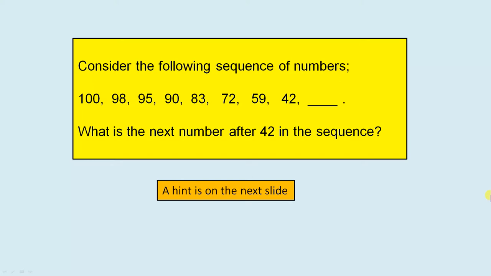Consider the following sequence of numbers. So there's the sequence here, and we have an unknown number here. The question is, what is the next number after 42 in the sequence?